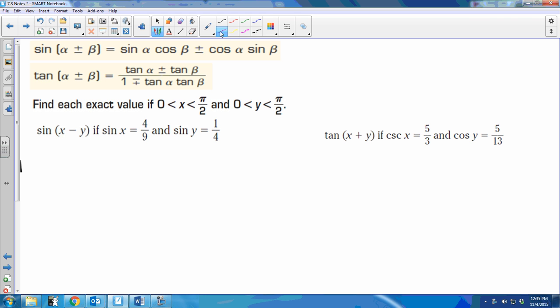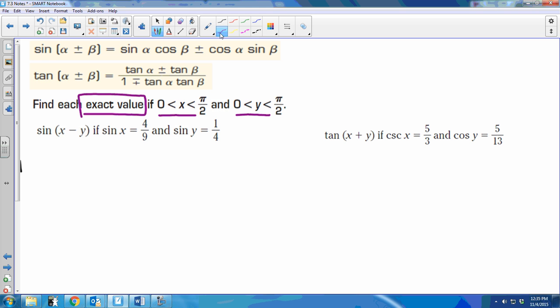So in this case, we're finding exact values. Still, that means no decimals, just fractions. If there's radicals, there's radicals. We simplify what we can. All right? And then it tells you that your angles, X and Y, are in the first quadrant. That's good, because that means when we're doing these individual pieces, we don't have to worry about signs as much, because if it's in the first quadrant, those should be positive. Okay? All right, so here is an example of what's happening.